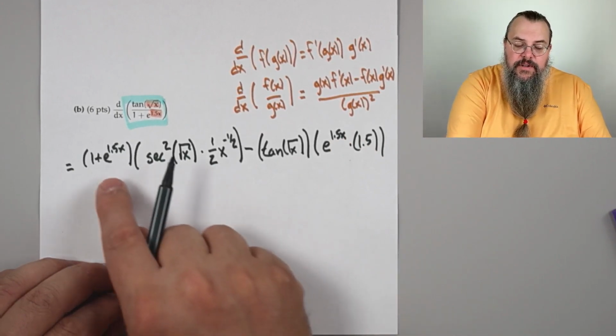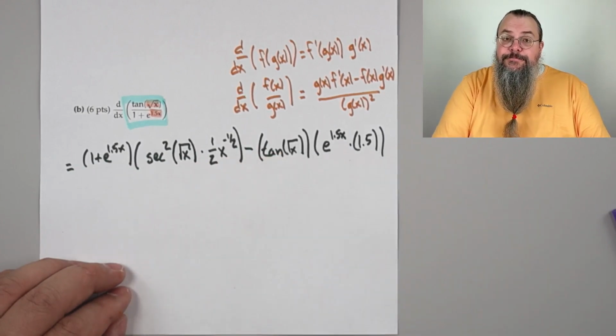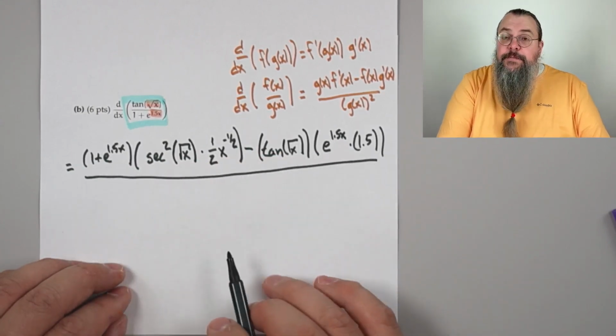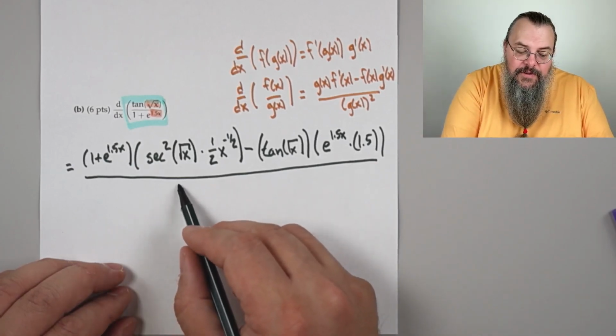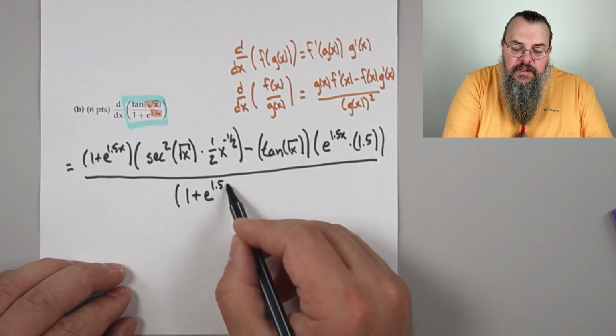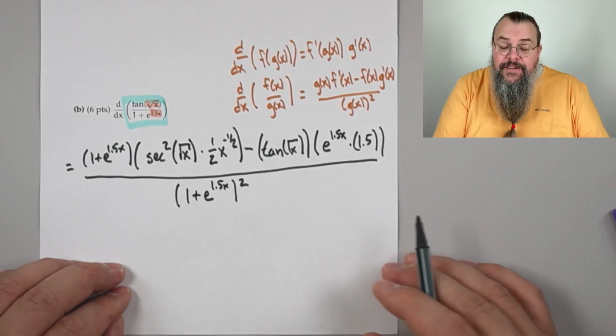Okay, so we have the numerator. And some people call it low d high minus high d low. And if that helps you remember, then do it. And if it doesn't help you remember, do something else. And don't forget the bottom squared.